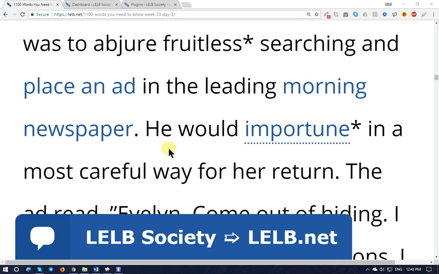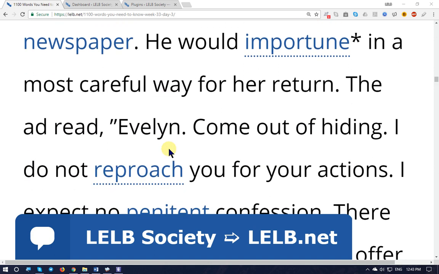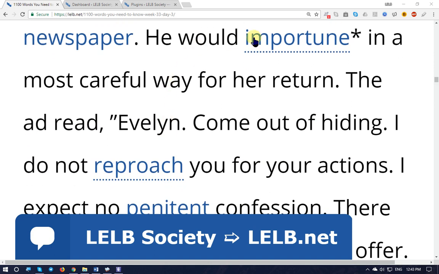Leading means most important. He would importune in a most careful way for her return. Importune means beg for, request strongly and emotionally, in a most careful way for her return. Her refers to Evelyn.